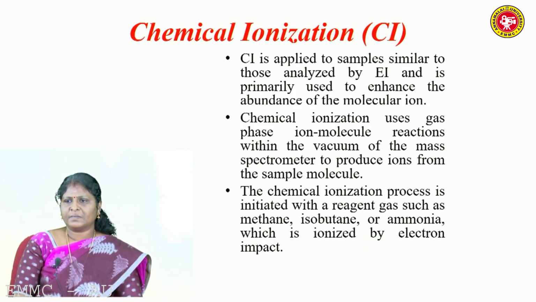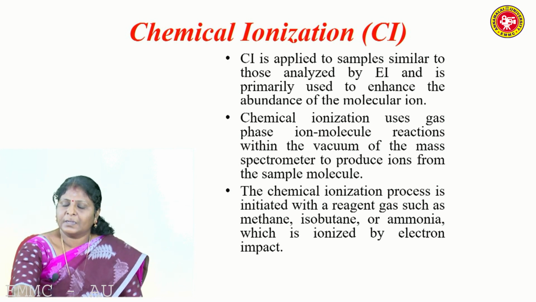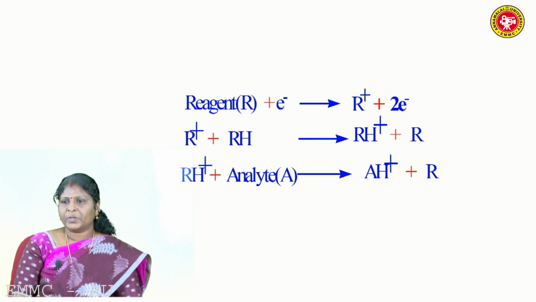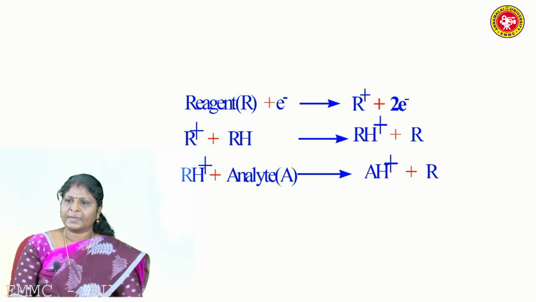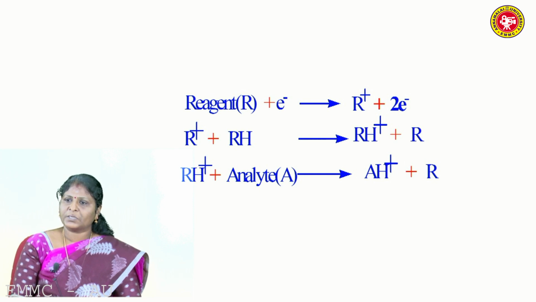Chemical ionization technique is similar to electron impact ionization, but this technique is used for compounds which are very reluctant towards ionization. In that case, a chemical like isobutane, methane, or ammonia can be used as the reagent. First, the reagent is bombarded with electrons, like what we have done in electron impact ionization, with a collimating electron beam having energy of 70 electron volt.